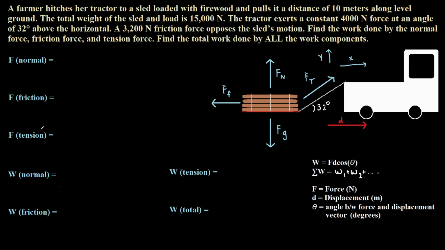In this problem, we were given the normal force as the weight of the sled and the load, which is 15,000 newtons. So the normal force is equal to 15,000 newtons. The friction force is also given by the problem, and it equals 3,200 newtons. So the friction force is equal to 3,200 newtons. And the tension force is going to be the force the tractor is pulling the load. And that's going to be a constant 4,000 newtons. So the tension force is equal to 4,000 newtons.